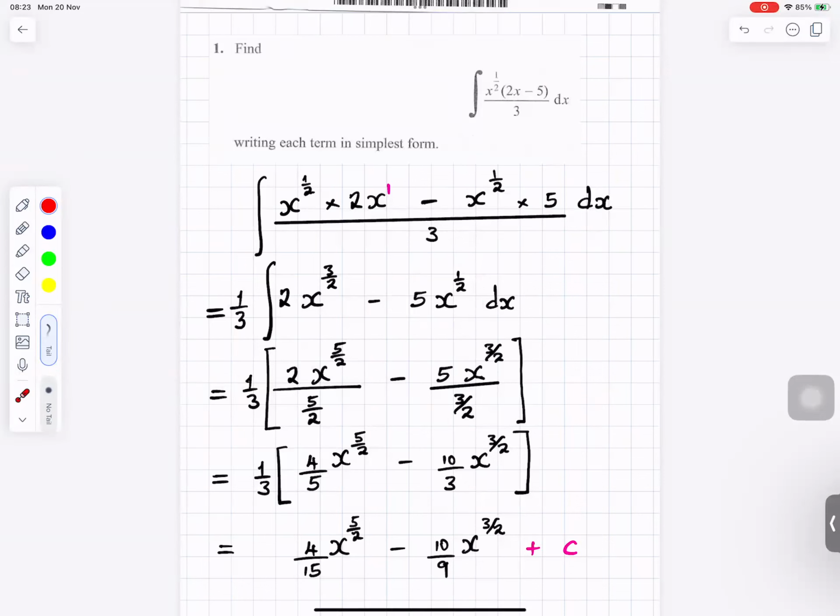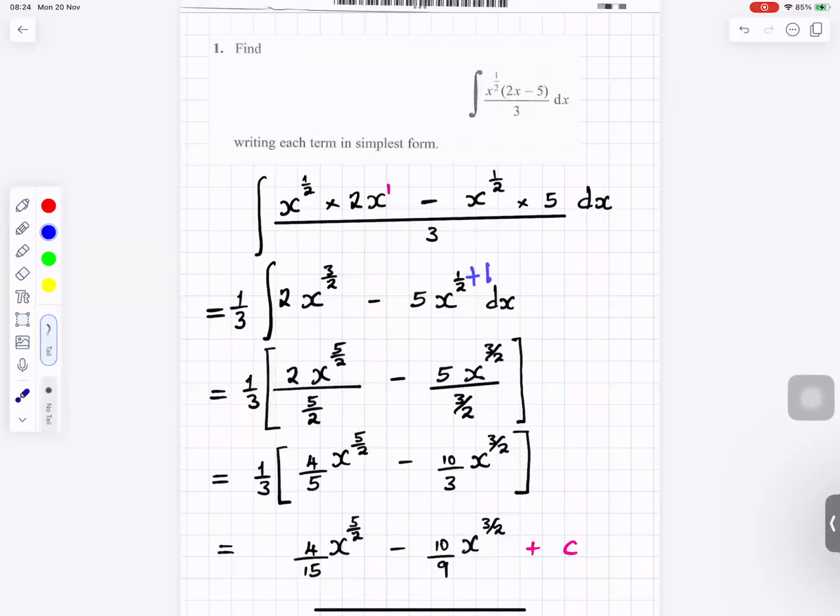Integration, you do 2 things. Add 1 to the power and divide by the new power. Don't forget that is the reverse of differentiation. Very important. So when we add 1 to the power of 3 over 2, 3 over 2 plus 1 gives you 5 over 2. And then we divide by 5 over 2.